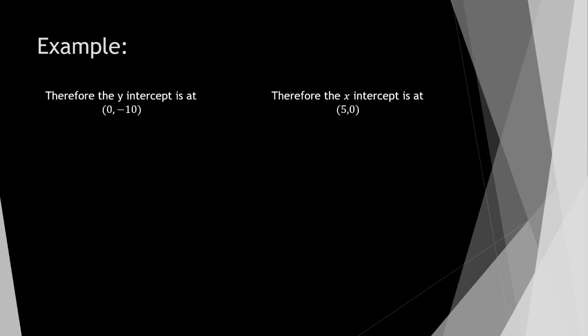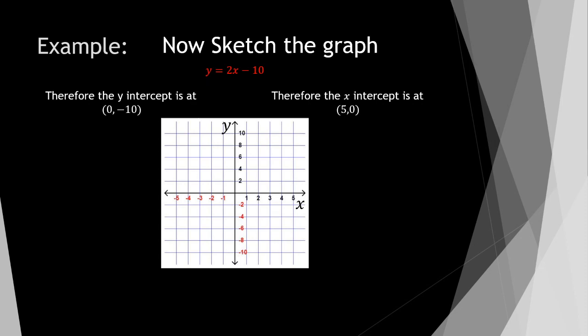So now, if we want to sketch the graph, all we need to do is take our two intercept points that we found and put them on the graph. So that's the y-axis intercept. This is the x-axis intercept. And then it's as simple as putting a line through it. And there you have it. You have sketched your graph just by finding the two x and y intercepts.